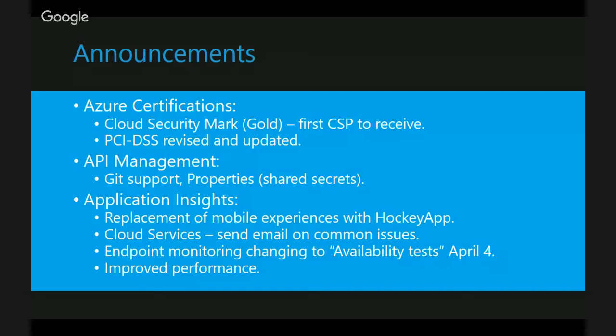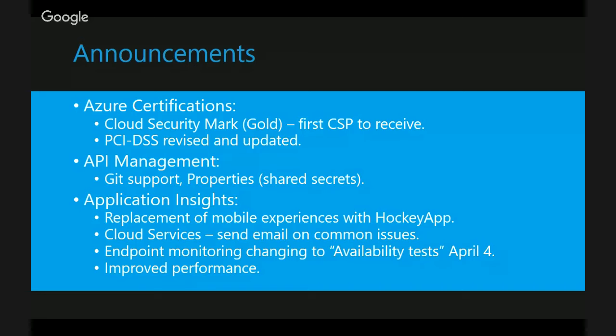But what they did announce is that Application Insights, which did have its own mobile components, they're going to yank that capability out of Application Insights and push that across to use Hockey App SDKs instead. There'll be no data loss if you're already doing that. They're going to migrate the data sources across for you automatically, but the mobile app crash reporting and insights will no longer be a part of Application Insights. It'll be wholly under the Hockey App brand service.